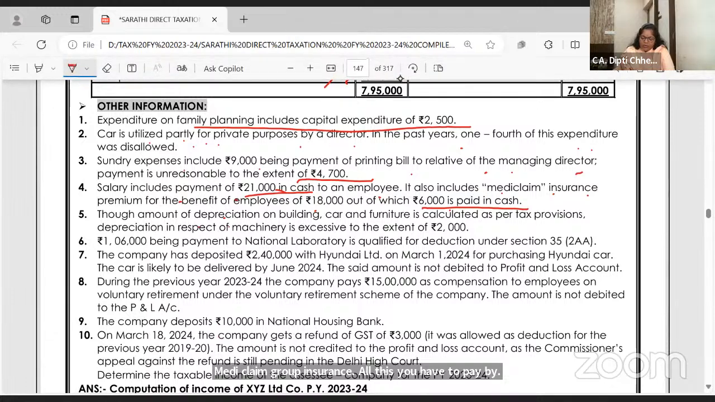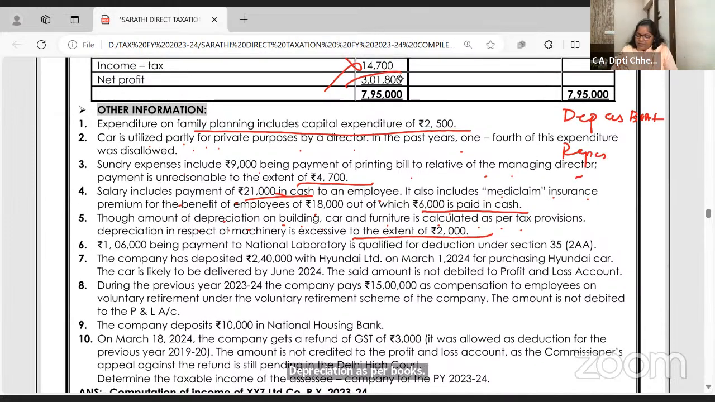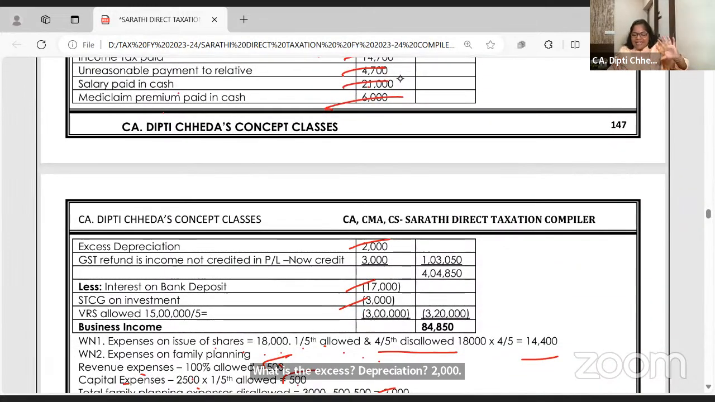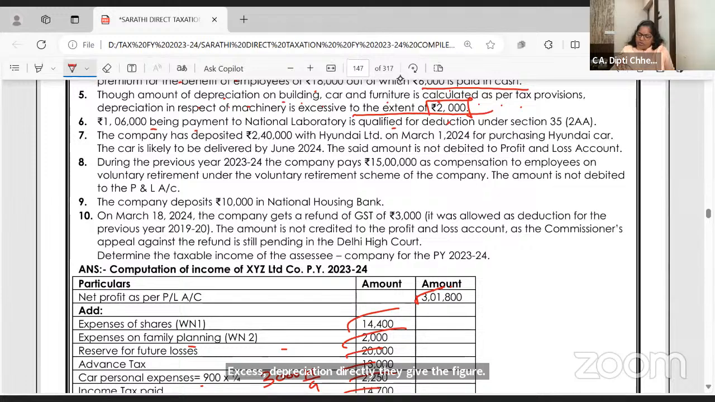Though amount of depreciation on building, car, furniture is as per income tax only, it is excess by 2,000. What did ma'am teach you? Depreciation as per books, add. Depreciation as per income tax, less. Yeah, right. But here they gave the difference. What is the excess depreciation? 2,000. Add back. Excess depreciation, directly they gave the figure. So we have added back. It's easy. 1 lakh is contribution to National Laboratory.